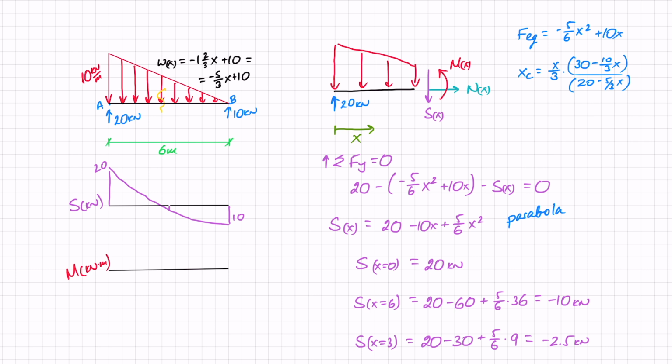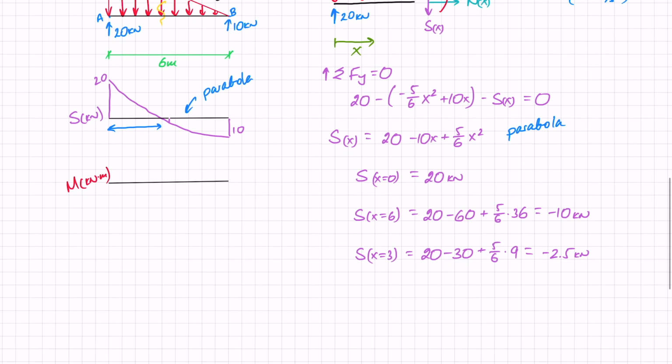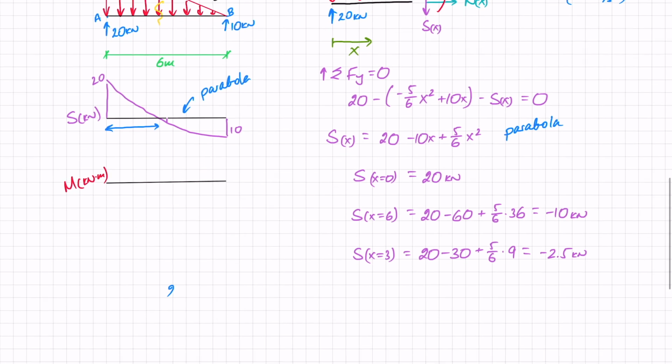And just to note, this is a parabola. What I'm interested in finding out is where do I cross at 0? So what is that distance there? I know to cross at 0, the shear force has to equal 0. So let us take our equation, 20 minus 10x plus 5x squared over 6. This needs to equal 0.